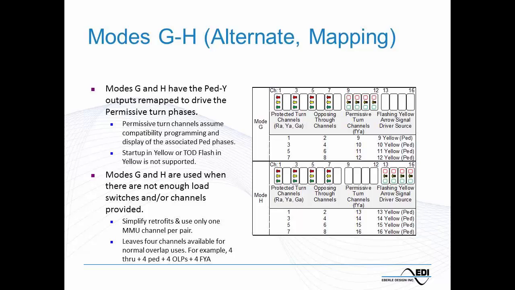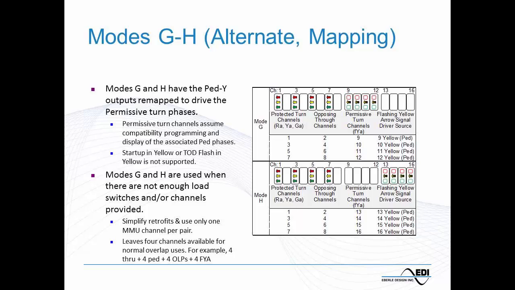So mode G and mode H are what NEMA calls the alternate channels. MMUs are required to support this mode, but it has some very different characteristics. Again, what it's going to allow us to do is combine the Ped-Y output like we did in the previous set in E and F, but rather than have the MMU remap it to a separate channel, we are going to leave the permissive flashing yellow arrow signal and monitor it on the same channel as the associated PED phase. All right, so here's how it looks.